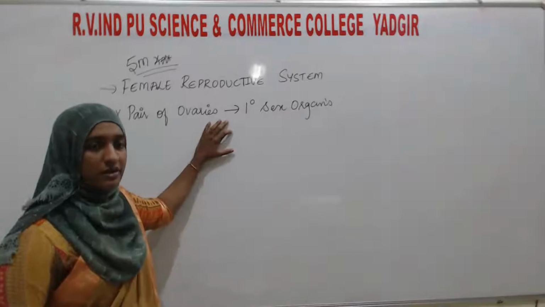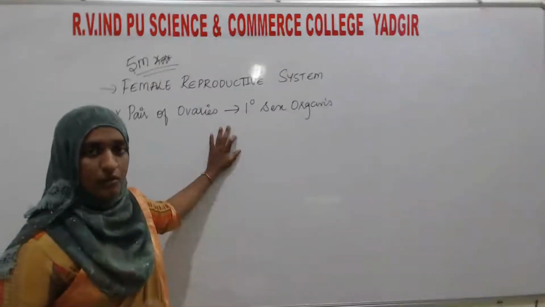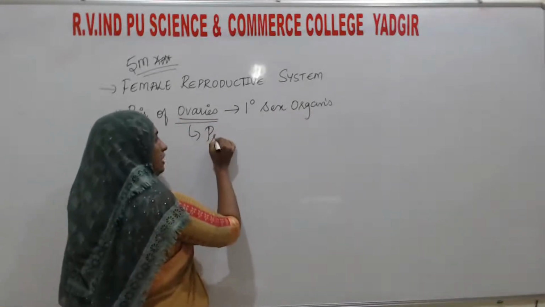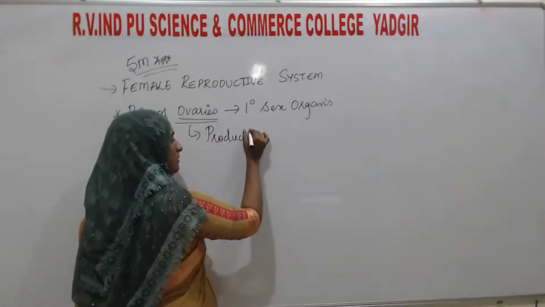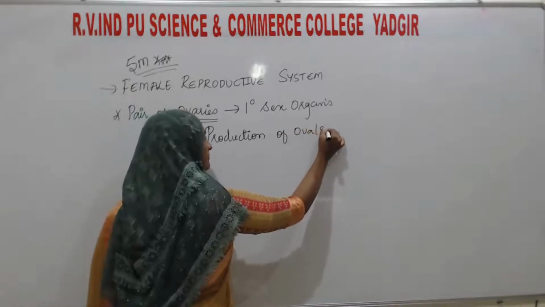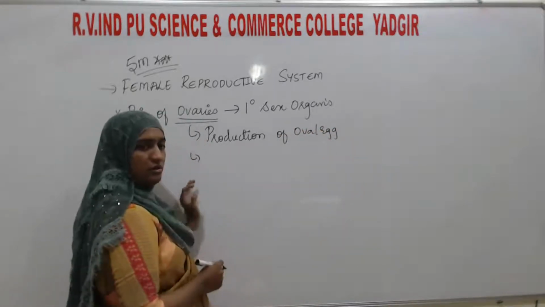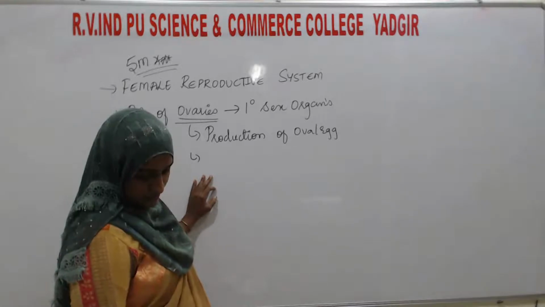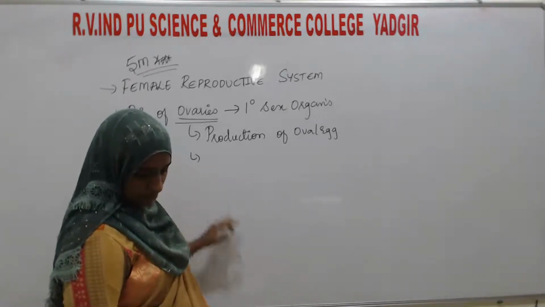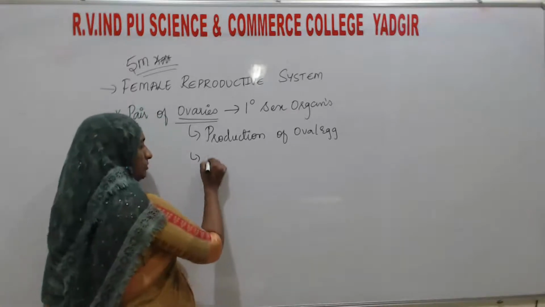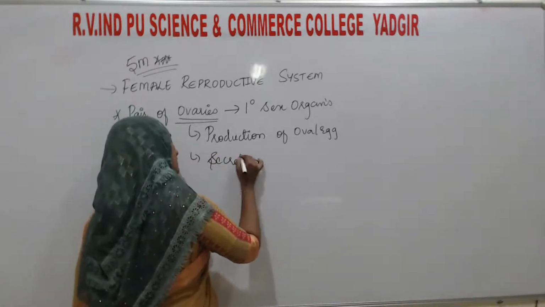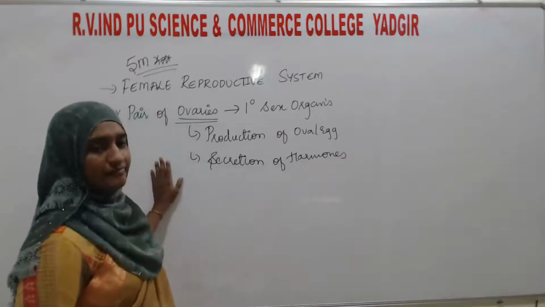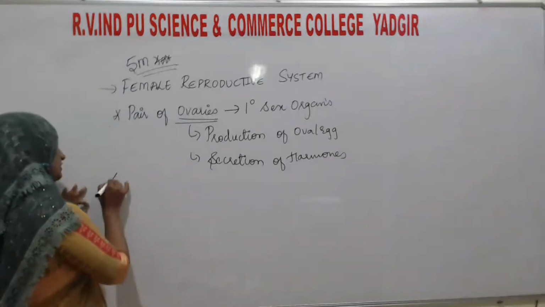What is the function of ovaries? Sometimes they will ask for 1 mark: what is the function of testes, what is the function of ovaries? Ovaries are meant for the production of ova or egg. And one more function: it secretes hormones, and those hormones are the steroidal hormones. Or you can just write it as secretion of hormones.